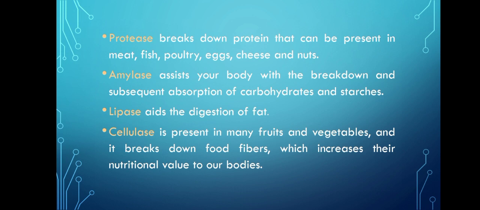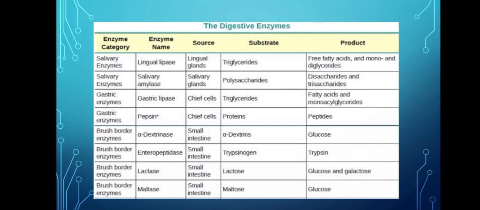The lipase aids the digestion of fats. Cellulase acts on cellulose, which is present in many fruits and vegetables, and it breaks down food fibers, which increases their nutritional value to our bodies. So for the digestive system, this is the enzyme category. It starts from salivary enzymes. Examples of the enzyme names are lingual lipase and salivary amylase. The source of lingual lipase is the lingual glands, and the source of salivary amylase is the salivary glands.